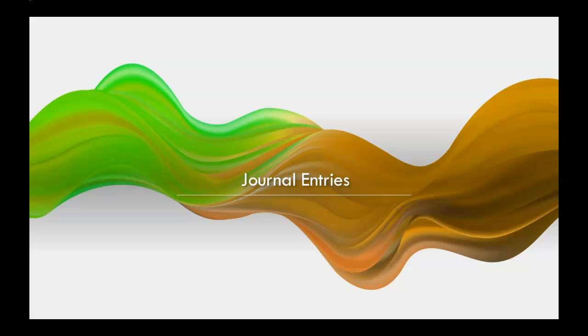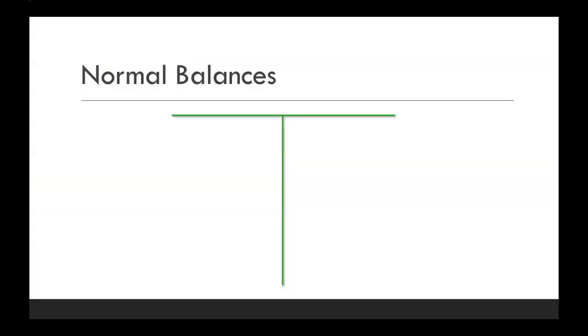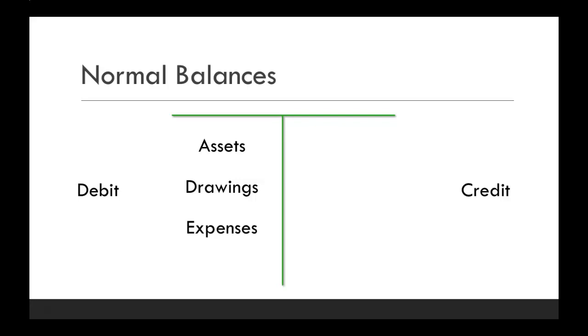Let's review journal entries. Before we can start preparing journal entries, we first need to understand normal balances. So we have this T account on the screen right now. Debits go over on the left, credits go over on the right. There are three different types of accounts that will increase with a debit: assets, drawings, and expense accounts all increase with debits. While liabilities, capital, and revenues, those three all increase with credits. If we understand these normal balances, we can then start working on journal entries.